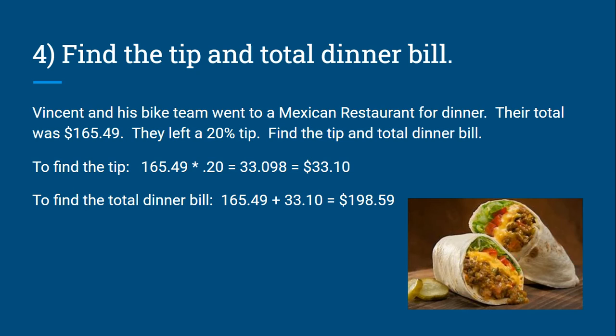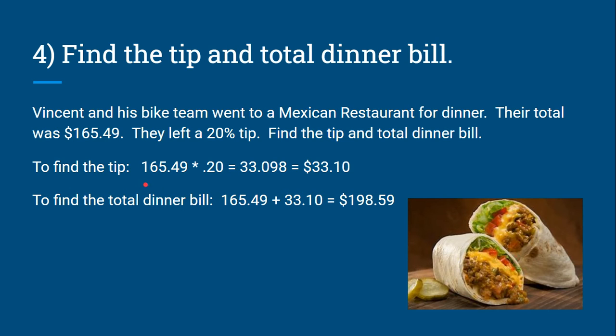All right, number 4, find the tip and the total dinner bill. Vincent and his bike team went to a Mexican restaurant for dinner. Gosh, these burritos look really good. Now, their total was $165.49, and their waiter was excellent, so they left a 20% tip. The question is to find the tip and total dinner bill.